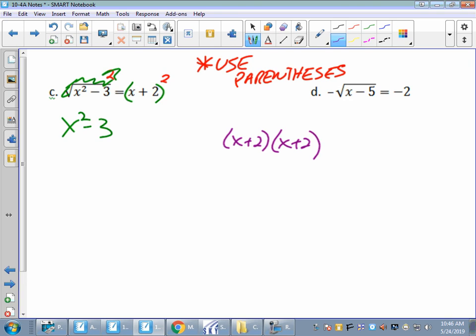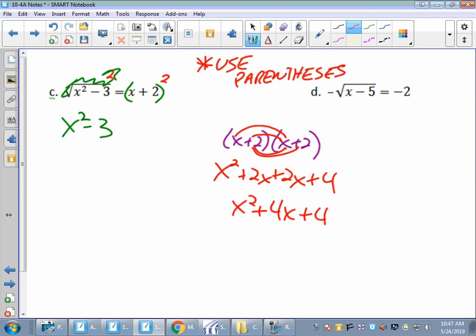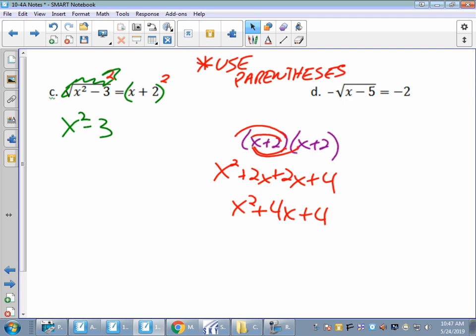So when we do that, we know by now that we're going to go x times x is x squared, 2x plus another 2x plus 4. Okay, so we know how to do that. And then we can combine our middle term into x squared plus 4x plus 4. Okay, so that's kind of what I'm going to take as that answer. Just move this over a little bit.